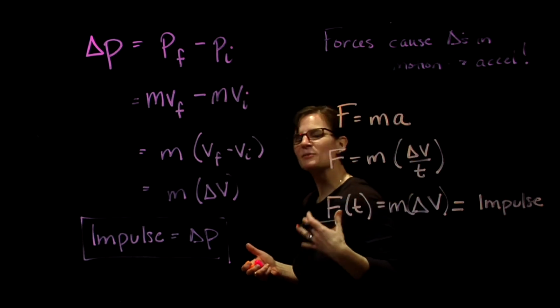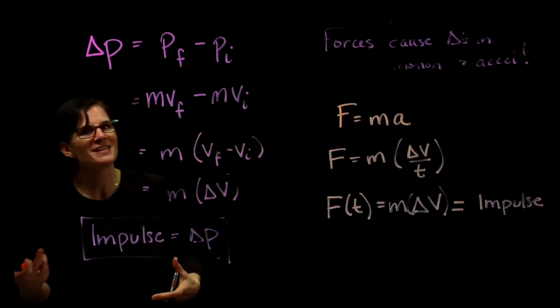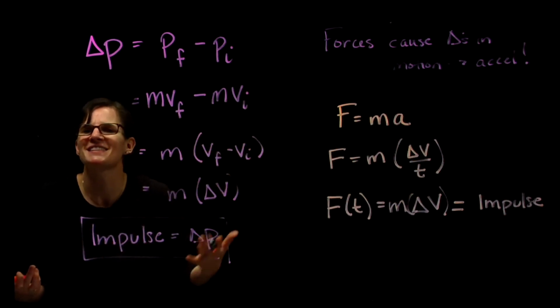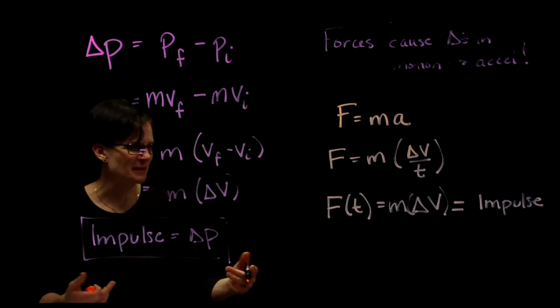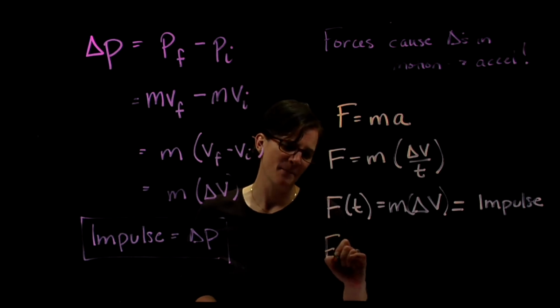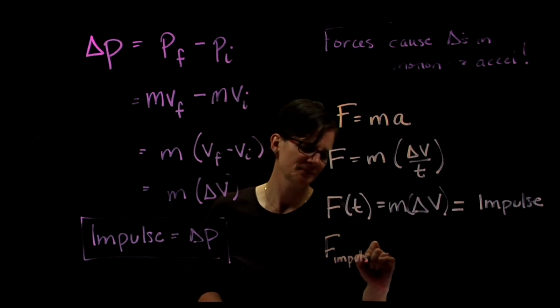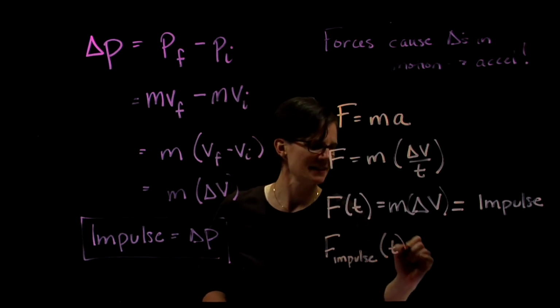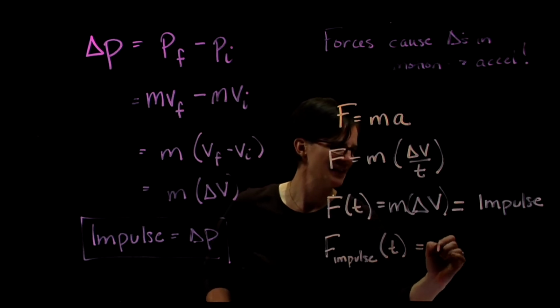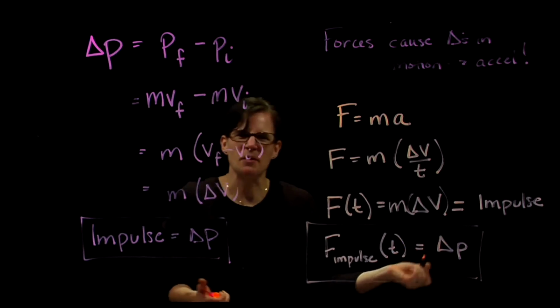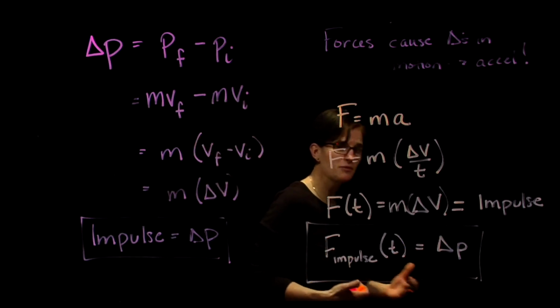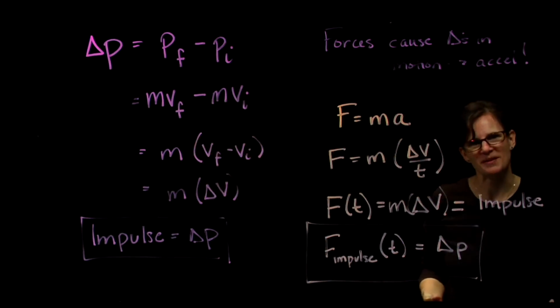So what I have is a relationship between momentum and the force that causes that change in momentum. What I call an impulse is force times the time, and that is equal to the change in momentum. And I call that an impulse force. Whatever's causing that change in momentum, a force causes a change in momentum.